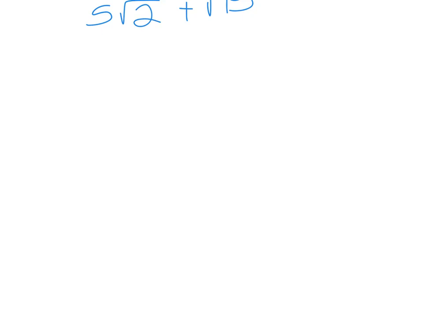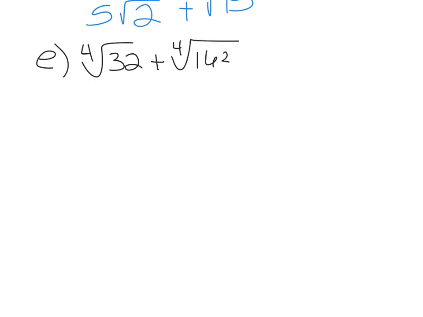Letter E says the fourth root of 32 plus the fourth root of 162 plus the fourth root of 2 over 81. All right, and this can be a little bit tricky, but when you're dealing with higher order roots, fourth roots are not too bad because you can break these down into prime numbers if you want using the tree, or you might know fourth roots because it's really not too bad.